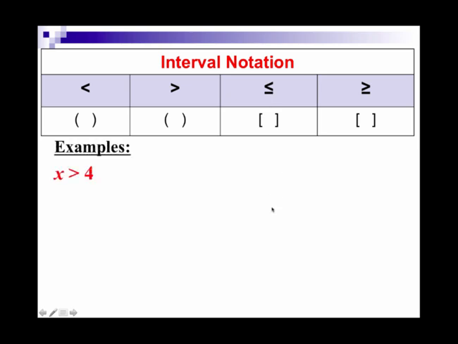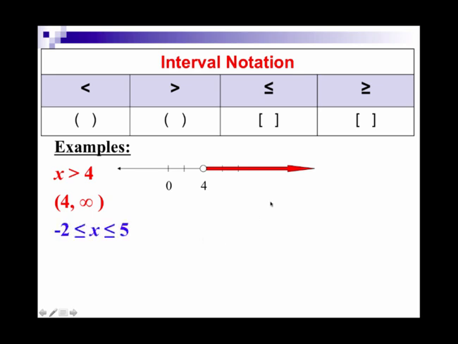So examples, if we have x is greater than 4, we can graph that with an open circle. And in interval notation, it's all the values that start at 4 and go all the way up to infinity. So we start at 4, go up to infinity, and again we have parentheses around there because we're not actually equal to any values there.